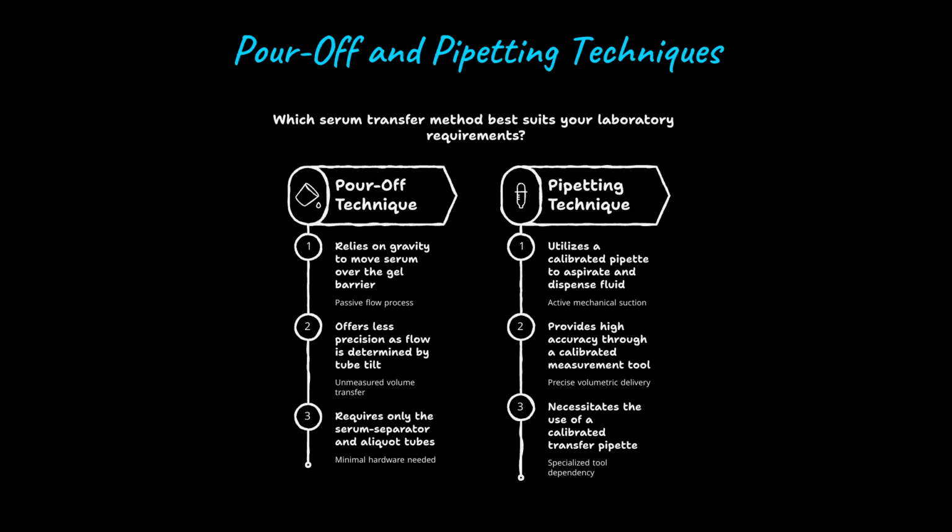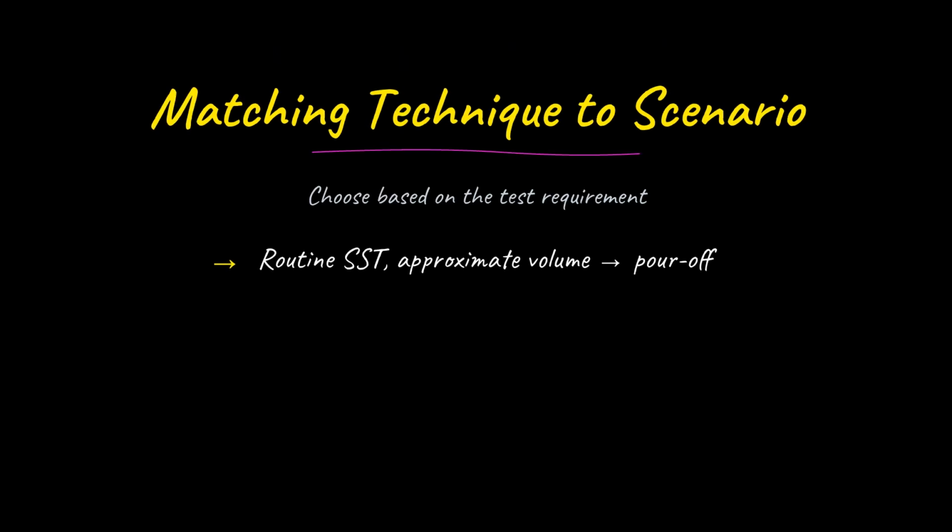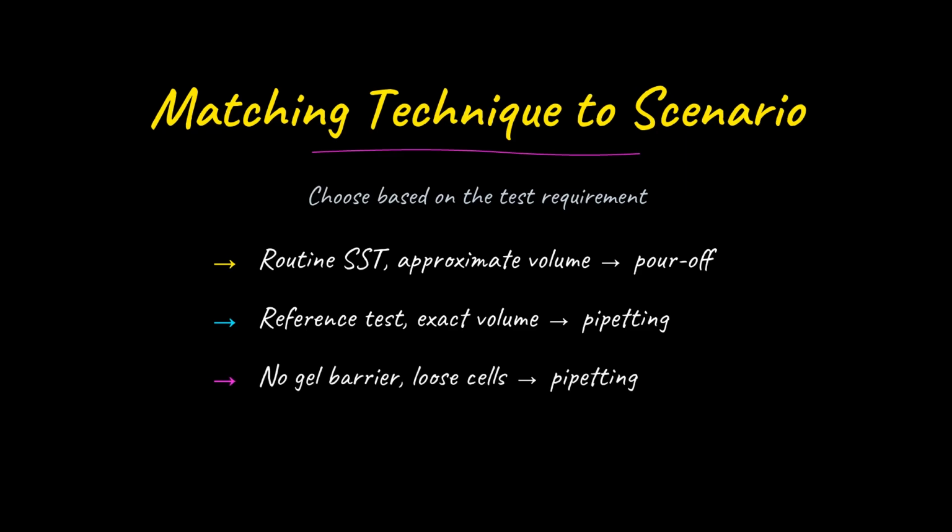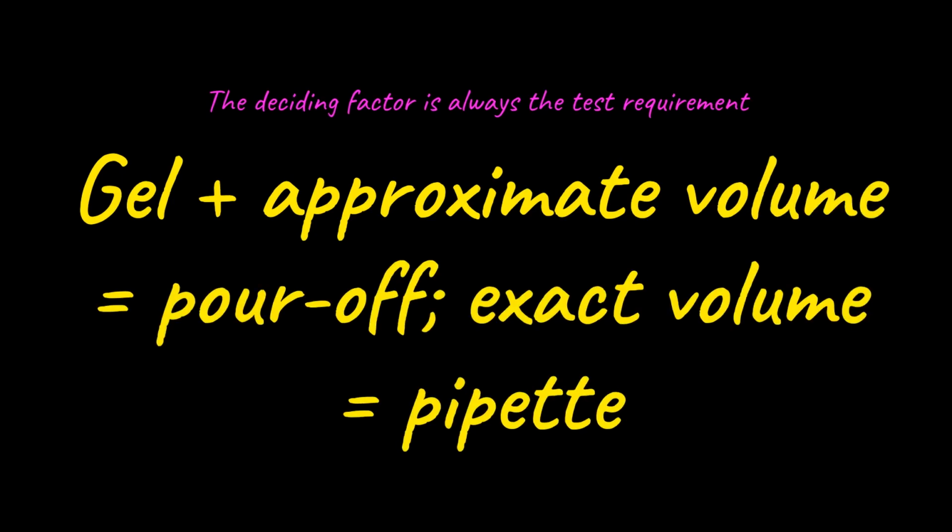During pipetting, the tip is lowered only into the serum layer, aspirating a calibrated volume without ever contacting the cellular layer beneath. The exam tests whether you can match the technique to the clinical scenario. Routine SST aliquots with approximate volumes call for pour-off. Any scenario requiring an exact volume, a specialized send-out test, or a tube without a gel barrier calls for pipetting. Remember, when precision and exact volume are demanded by the test, pipette. When speed and an SST gel barrier are in play, pour-off is the standard. Let the test requirement drive the decision every time.